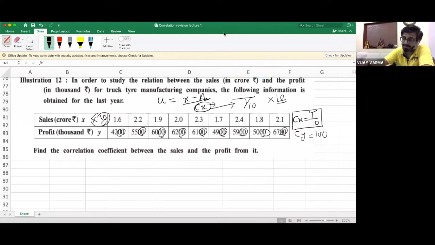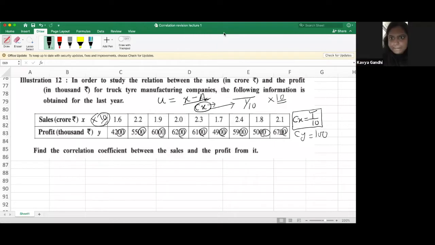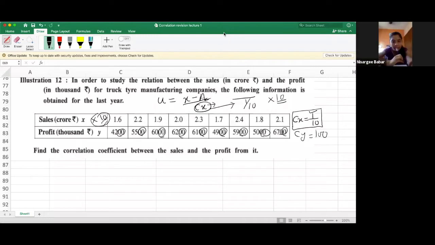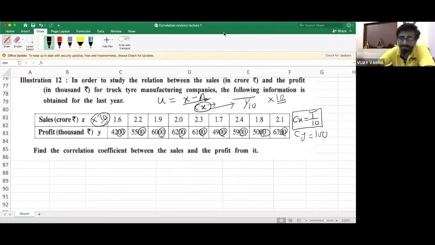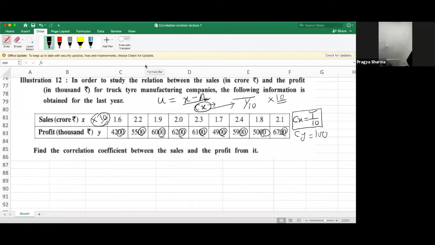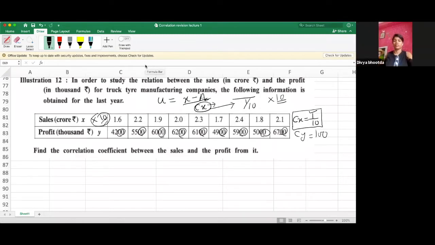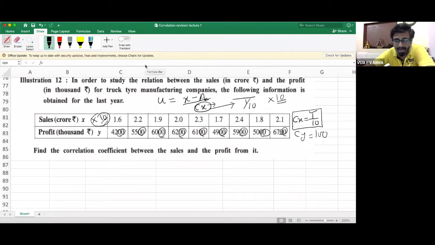Kavya, unmute everyone. Just a minute. Pragya, did you understand this? Yes, sir. I understood. Anyone else who is not clear with why Cx is 1 by 10, ask it to me. Kavya, has anyone raised the hand? No, sir.